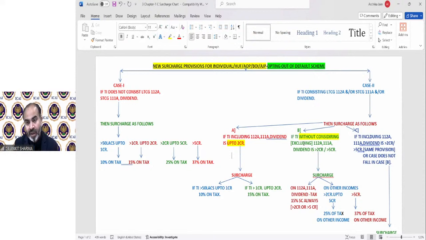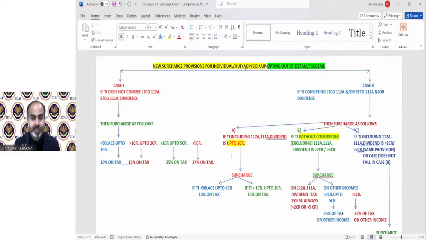Now, understand this word: if your total income without considering, that means excluding 112A, 111A, and dividend, is more than 2 crore or up to 5 crore. So, if your income without considering 112A, 111A, dividend is more than 2 crore or more than 5 crore, that means without including section 112A, 111A, and dividend, if your other incomes are, suppose, more than 2 crore or more than 5 crore, then surcharge will be like this.